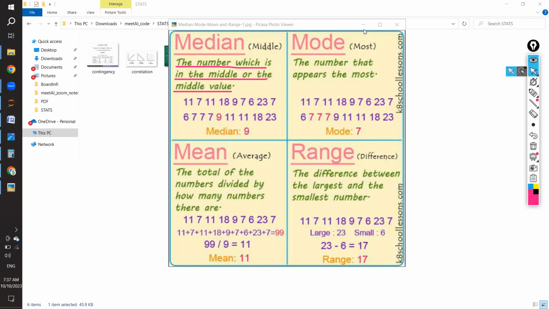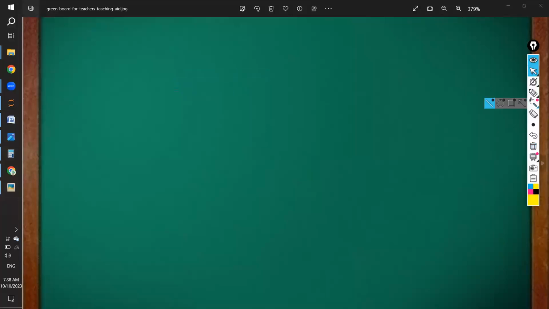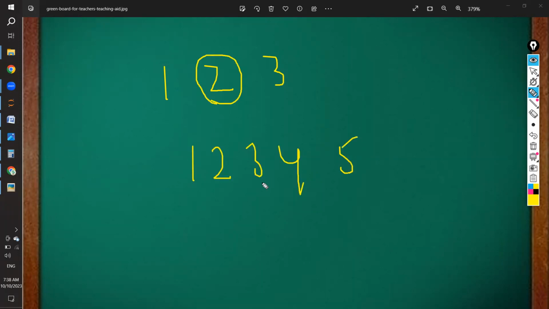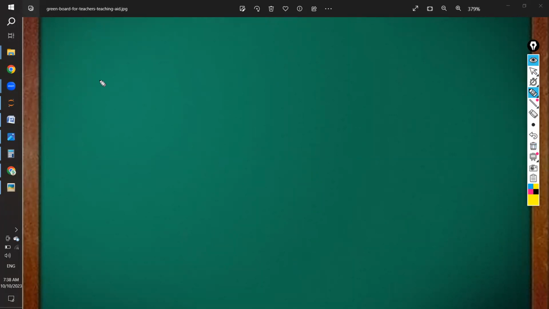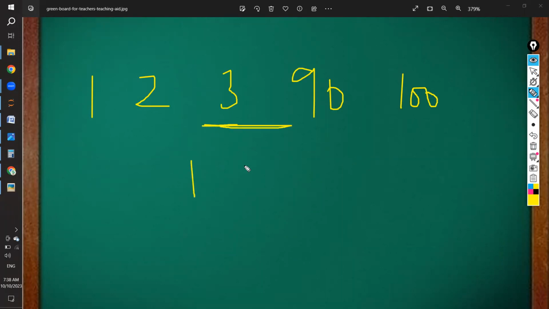So now let's not get confused. If I say 1 2 3, what is the median, guys? 2, the middle number. If I have 1 2 3 4 5, the middle number is 3. For that matter, let's say 1 2 3 90 100. What is the median? 3. Agree? This is when the count of numbers is odd.